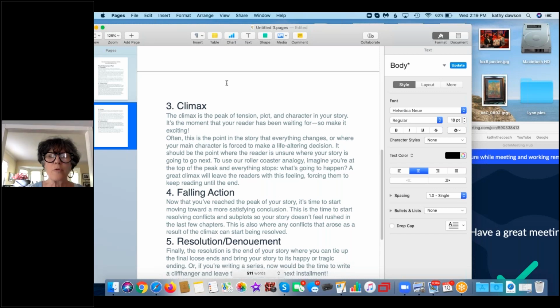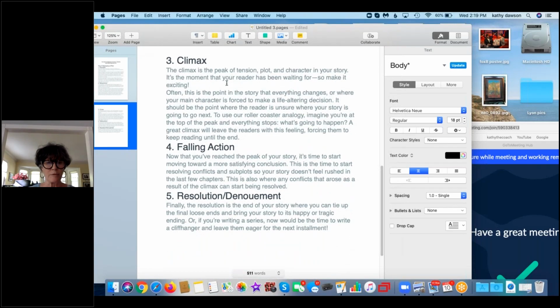Now, the fourth part of the plot, the fourth element, is called falling action. So this is where some of these little conflicts, and maybe even a larger conflict, starts to resolve. So things are starting to calm down a bit, because it's hard to read a book where everything's tense, you've got to somehow bring it in, right? So this is, I would say, probably the second half to two-thirds of the book is the falling action, where things are starting to get resolved.